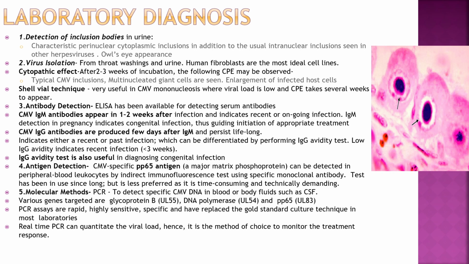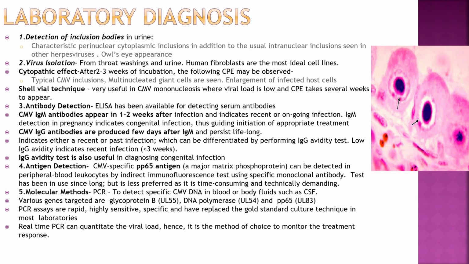The typical CMV inclusions: multinucleated giant cells are seen, and enlargement of infected host cells is seen. The shell vial technique is useful in CMV mononucleosis where the viral load is low and CPE takes several weeks to appear. Antibody detection by ELISA method.